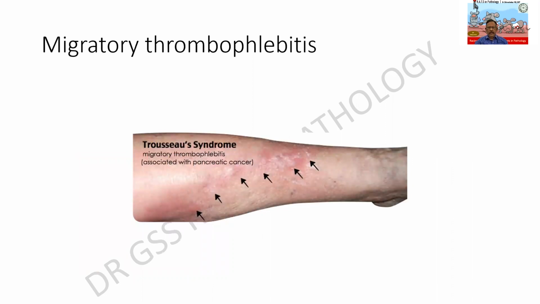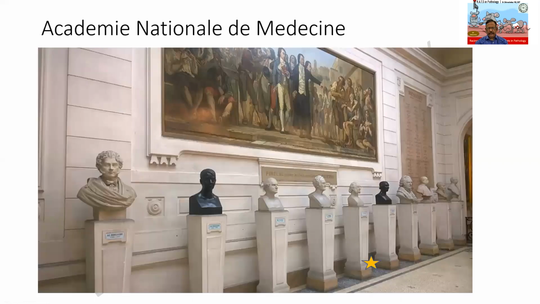And it turned out to be called Trousseau's syndrome. What it is: when he sees some kind of swelling and clotting in one part of the arterial tree, it disappears and then reappears elsewhere. That is why it is called migratory thrombophlebitis. And this is his bust at the Academic National Museum of Medicine.